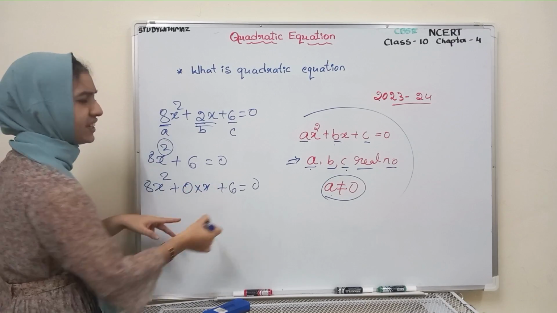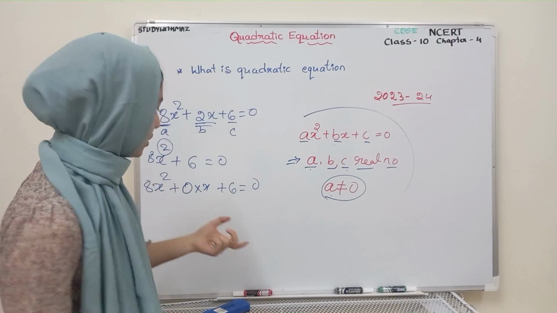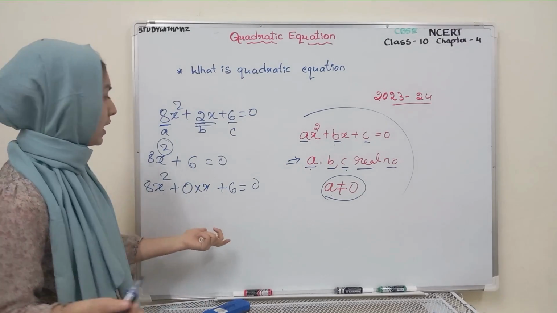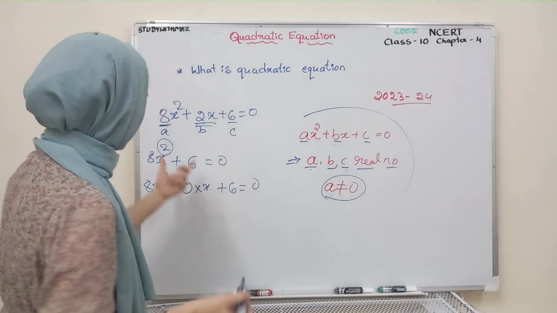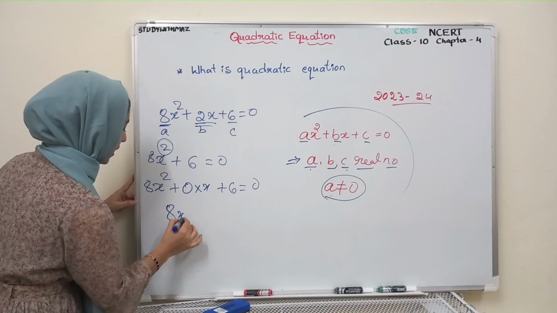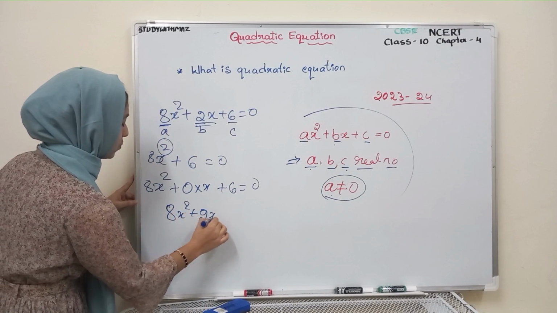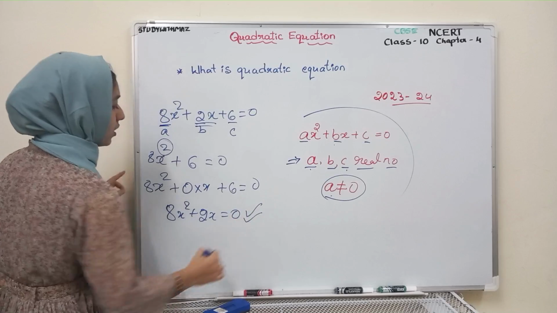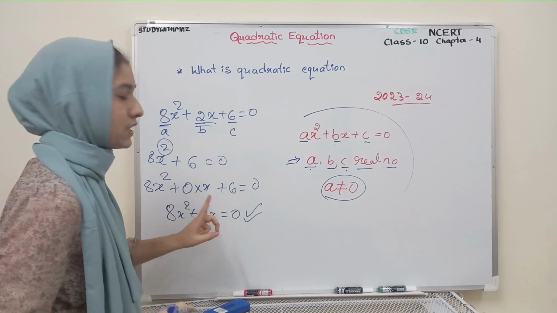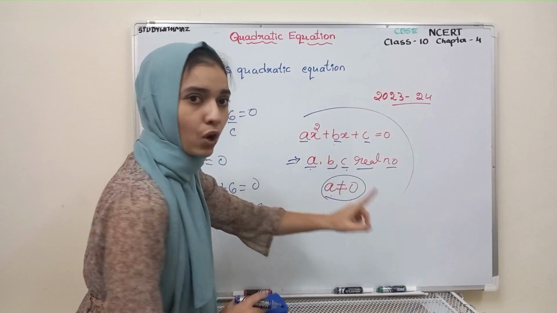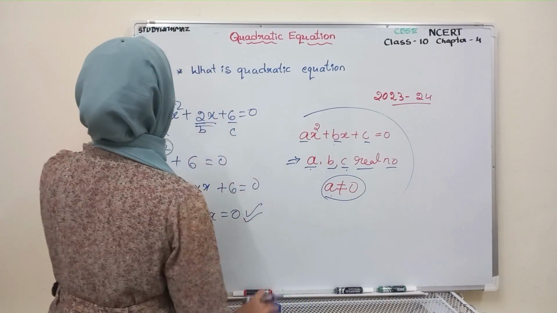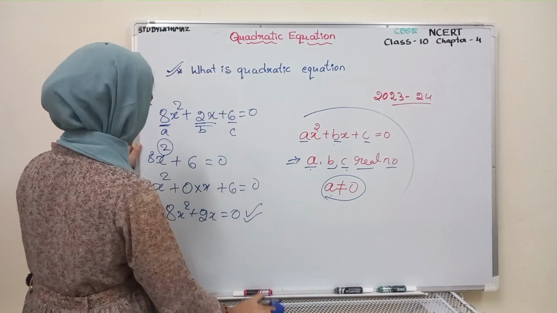We can write it in the form of a quadratic equation. So we will consider this as a quadratic equation. Here also you can take 0 directly. 8x square plus 2x equal to 0 is also your quadratic equation, even if c is present. It doesn't matter. Only your a should not be equal to 0. I hope it is clear regarding quadratic equation.